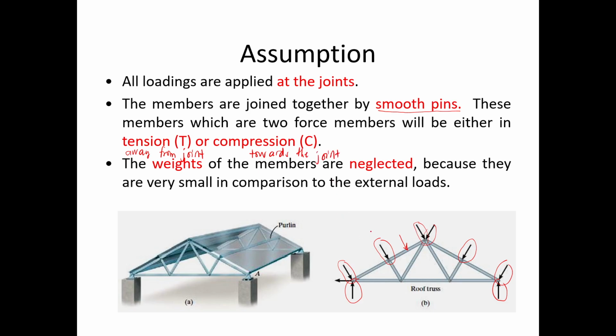As you can see in the figure, these forces are all going towards the joint. So meaning these are tension forces, I mean compression forces rather. This one is moving away from the joint, so this one is the only tension force in the roof truss presented. The rest are all compressions.